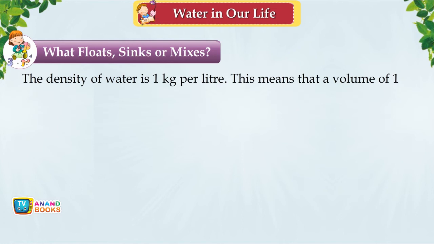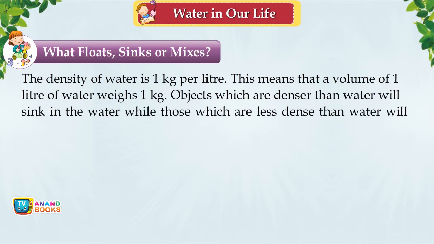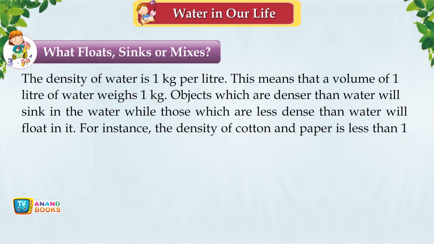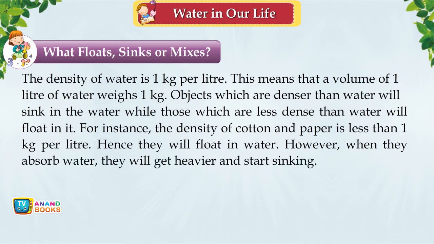The density of water is 1 kg per liter. This means that a volume of 1 liter of water weighs 1 kilogram. Objects which are denser than water will sink in the water, while those which are less dense than water will float in it. For instance, the density of cotton and paper is less than 1 kilogram per liter. Hence, they will float in water. However, when they absorb water, they will get heavier and start sinking.